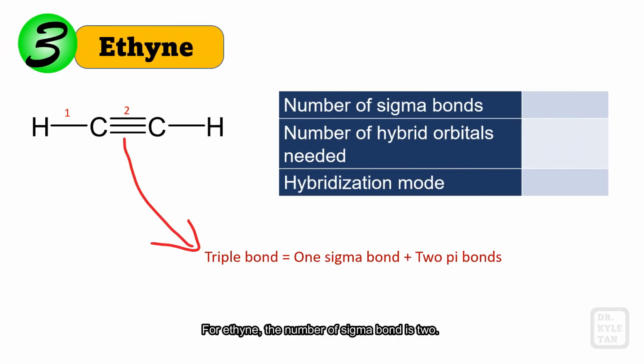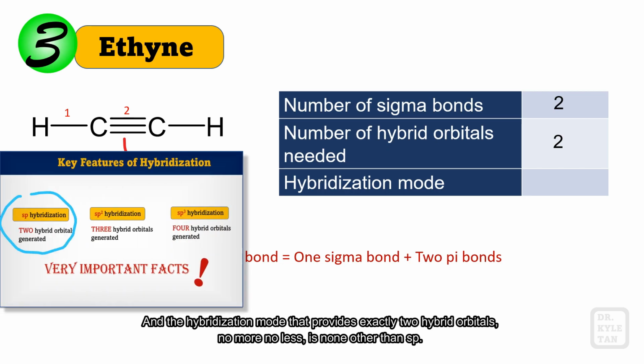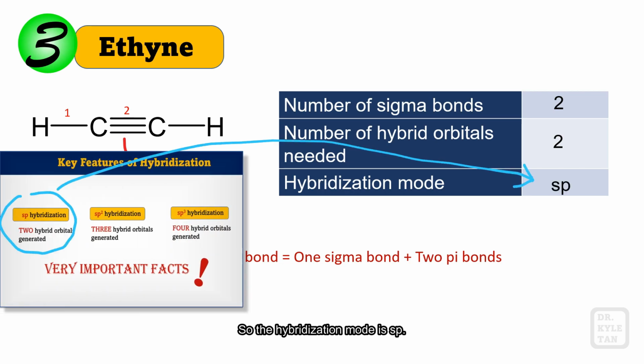For ethyne, the number of sigma bonds is 2. The number of hybrid orbitals needed must be the same, so it is also 2. And the hybridization mode that provides exactly 2, no more, no less, is none other than sp. So the hybridization mode is sp.